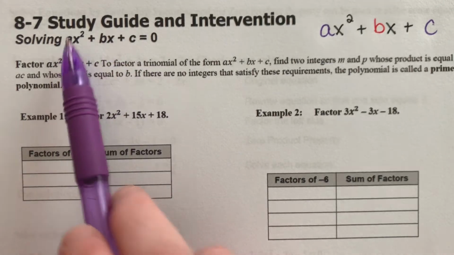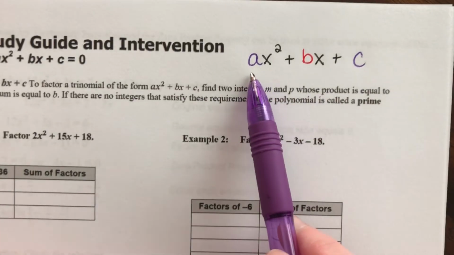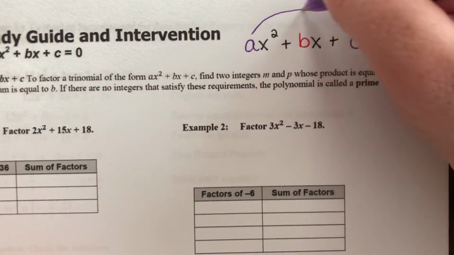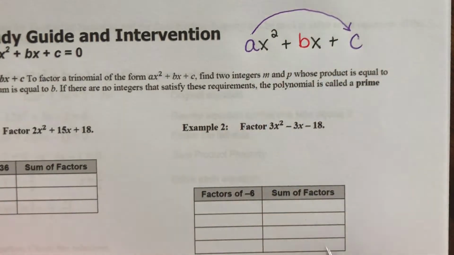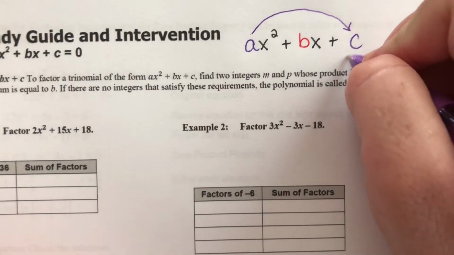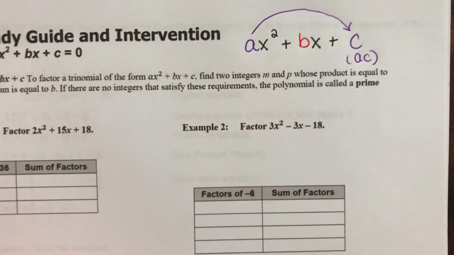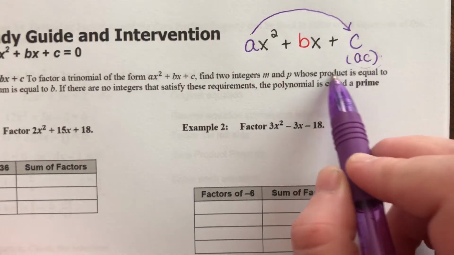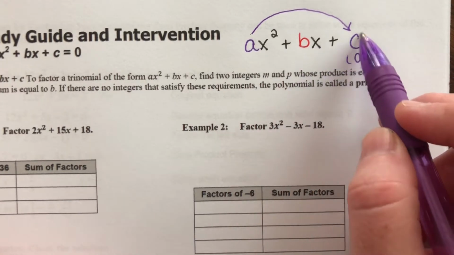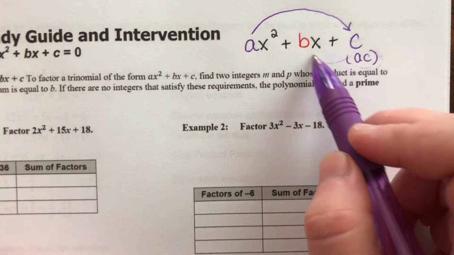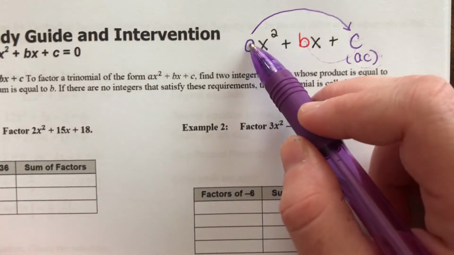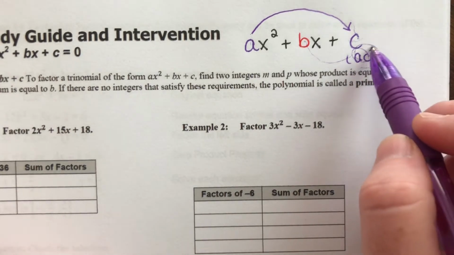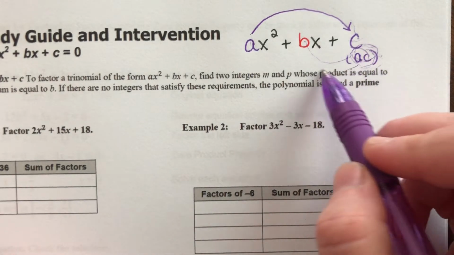When you have a leading coefficient, all we're going to do is multiply that first number times the last number. So a times c. I'll write that here, AC. Whatever number you get, you're going to find all the factors of that add up to the middle. So instead of just taking this number and finding the factors that add up to the middle, you're going to multiply first times last to get this, and then find all the factors of that add up to the middle.